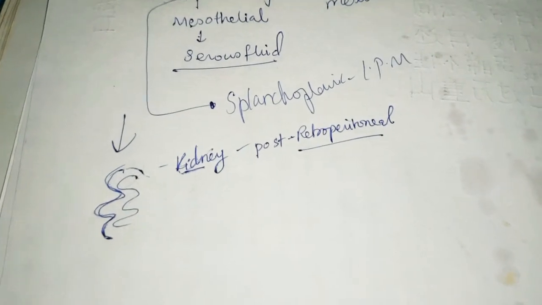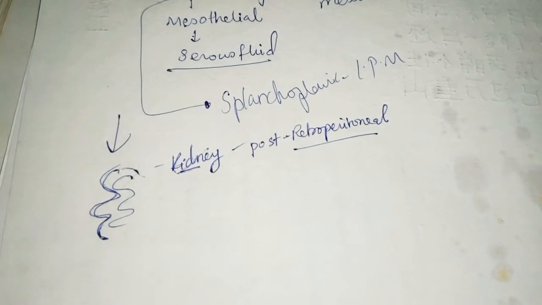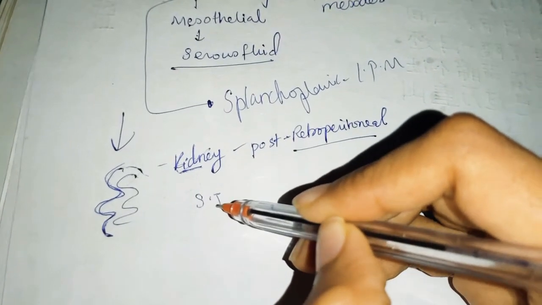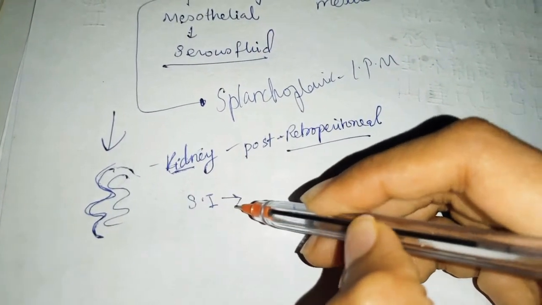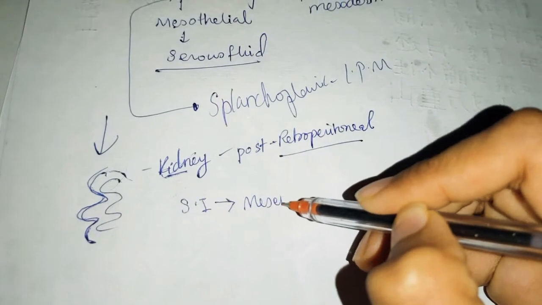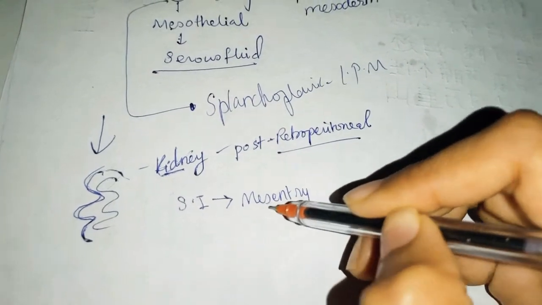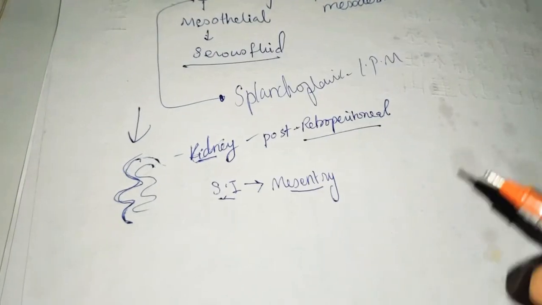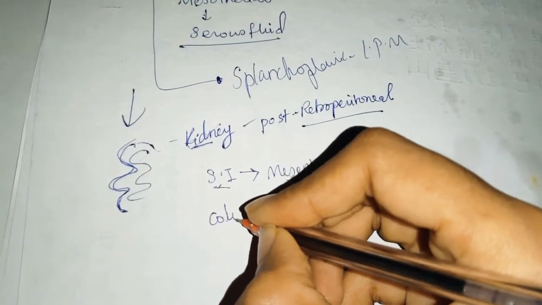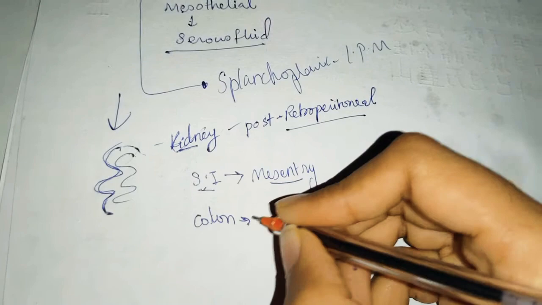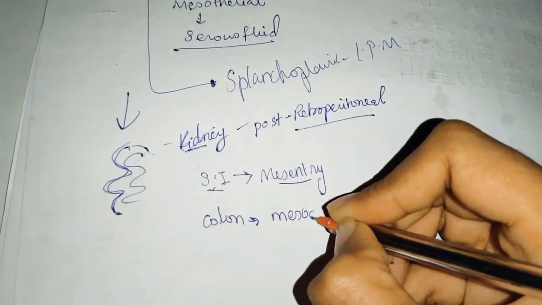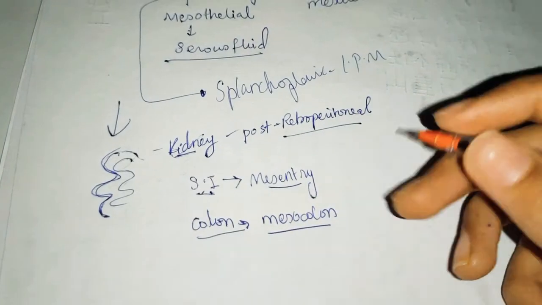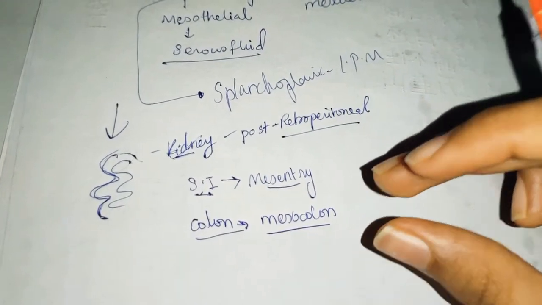Actually, the names of these folds of peritoneum also change according to the organ. For example, in the small intestine, this fold of peritoneum is called the mesentery. So mesentery is a fold of peritoneum seen in the small intestine. Like this, the name will change for all other organs. For example, in the colon, the fold of peritoneum is called mesocolon. So according to the organ, the name of the fold of peritoneum changes.